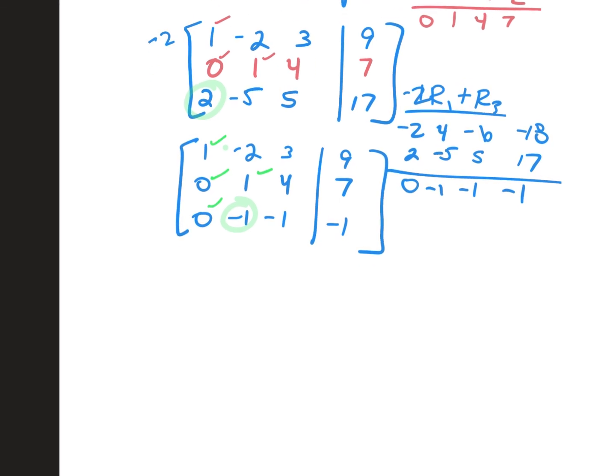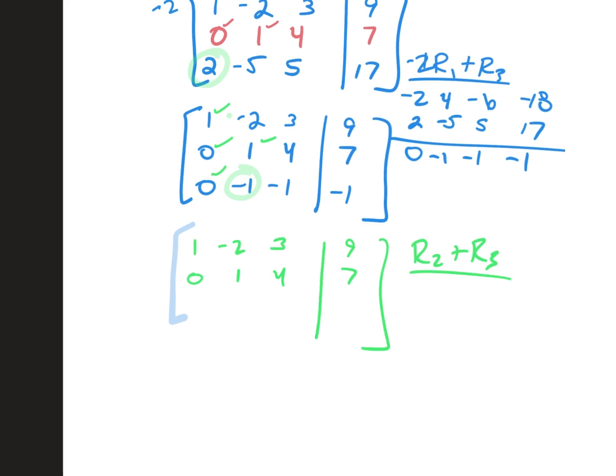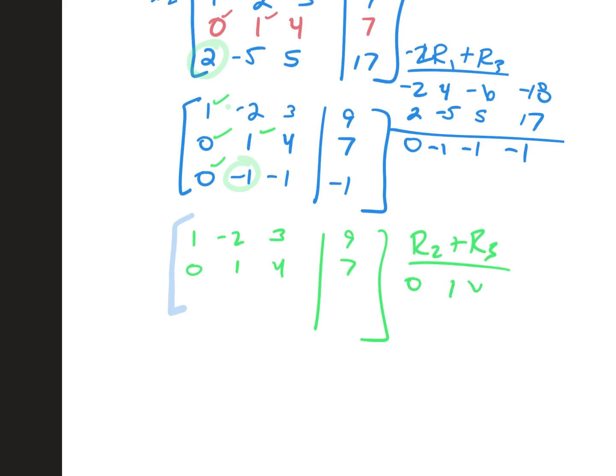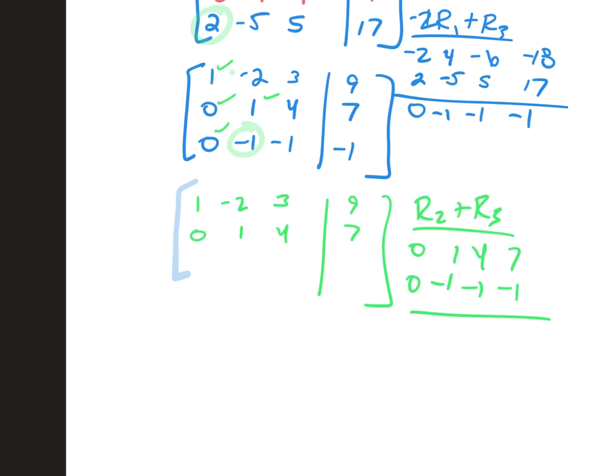Again, first row is still fine. It's 1, negative 2, 3, and 9. Second row is still fine. 0, 1, 4, and 7. So we're going to add row 2 to row 3. Okay. So 0, 1, 4, 7. 0, negative 1, negative 1, negative 1. What happens to my zeros? 0. What happens with 1 and negative 1? 0. What's 4 minus 1? 3. And 7 minus 1? 6. 0, 0, 3, 6.